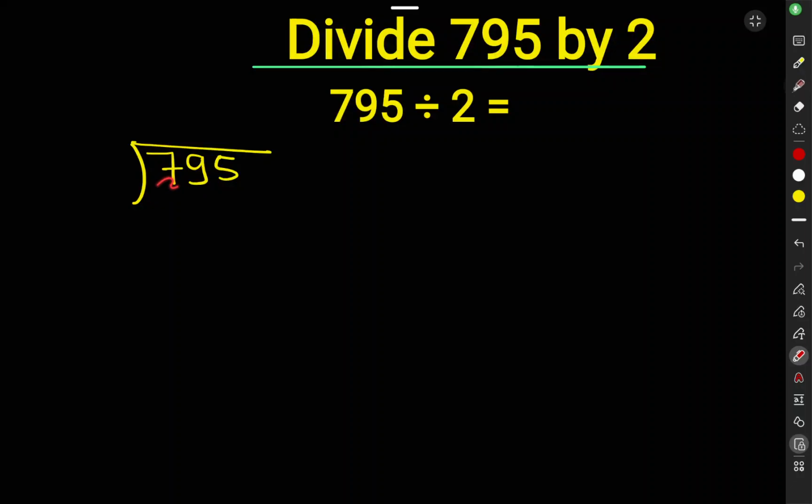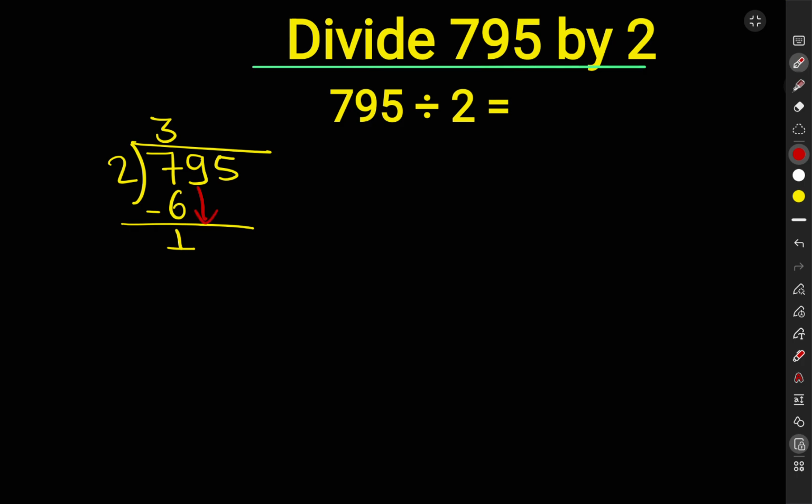We divide 795 by 2 in a long division method. So 2 times 3 is 6. On subtracting we get 1.